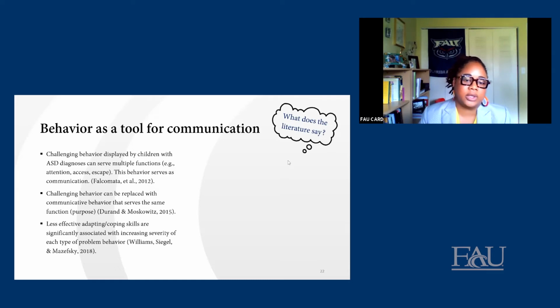We do know that children with ASD have less effective adaptation or coping skills, and these are significantly associated with the severity of the type of problem behavior. So the less adept they are at coping or adapting, the more severe their challenging behaviors or problem behaviors might be.